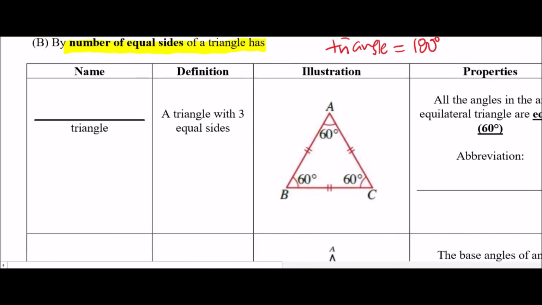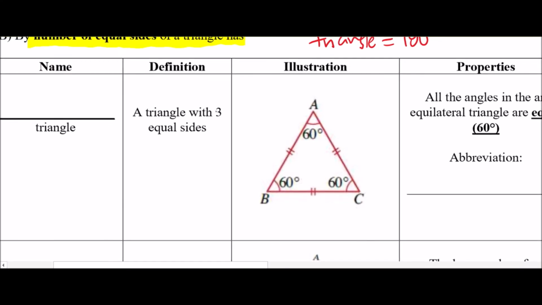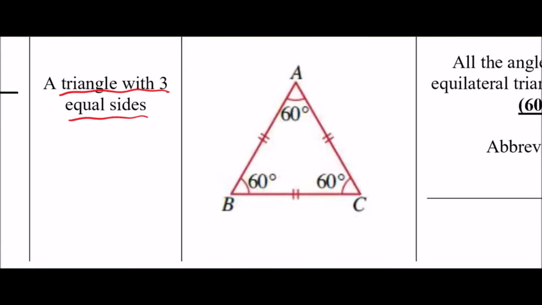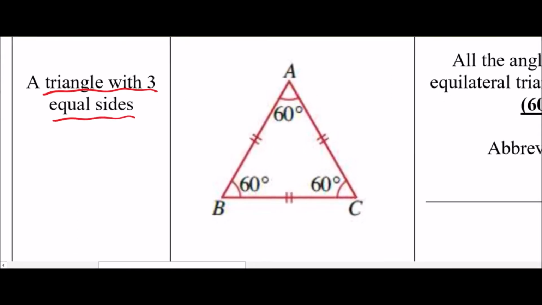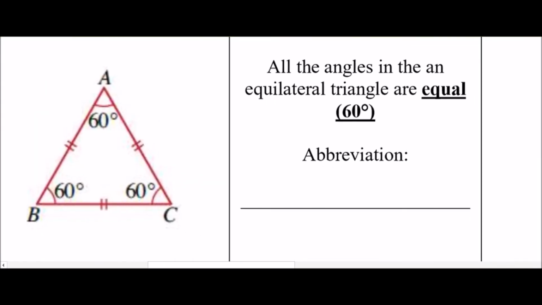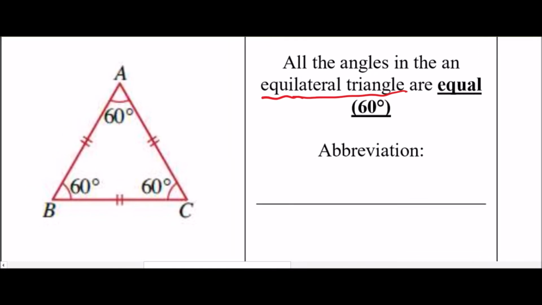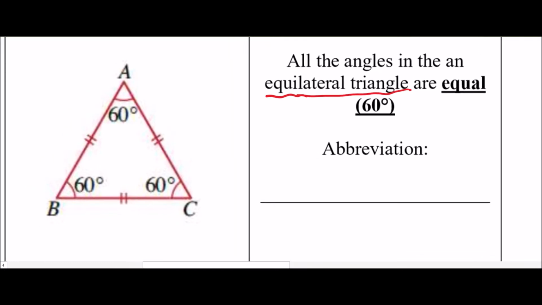Let's look at the first one. By definition, this triangle has three equal sides. So you can see that in this triangle here, AB equals AC equals BC. And maybe not so surprising to you, all three angles are the same. So all three angles in this type of triangle, which we call an equilateral triangle, are equal to 60 degrees.